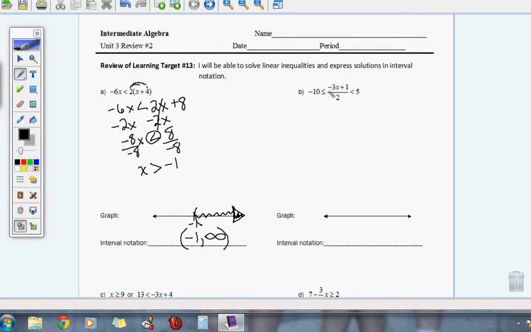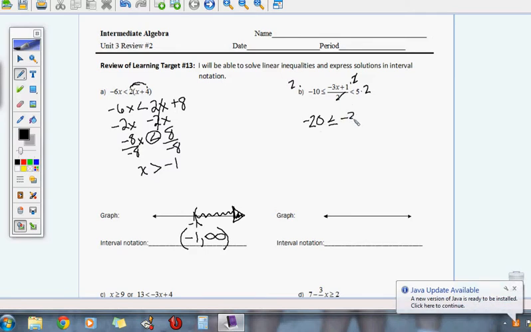Middle one here, what we want to do, and this gets a little hard to show on this, but we're going to multiply the middle by 2 to get the 2's to cancel there. They completely cancel. We're going to multiply the right by 2, and we're going to multiply the left by 2. That's how we do compound inequalities. So we have negative 20, which is less than or equal to negative 3x plus 1, and that's less than 10.